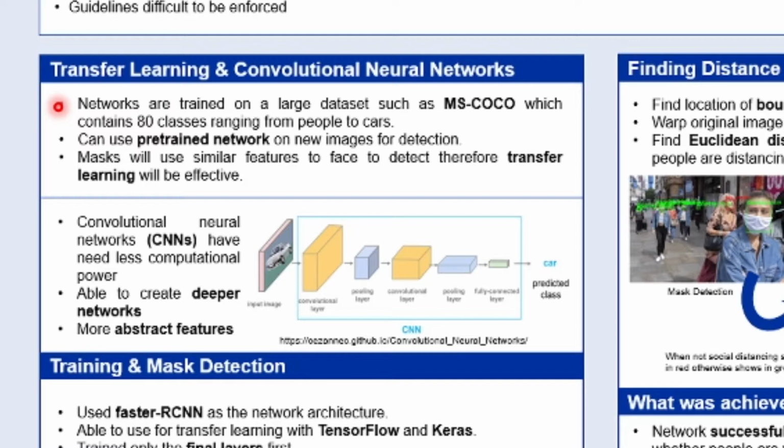There are pre-trained networks which have been trained on large datasets such as Microsoft COCO, which contains 80 classes ranging from people to cars. To detect a person, a network may look for facial features, which could show that there is a potential person in the image. Mask detection would also look for a face, as this is where the mask is located, meaning the two problems are quite similar, as the features found in each would be similar. This allows us to create an accurate object detector, even though our dataset is not very large.